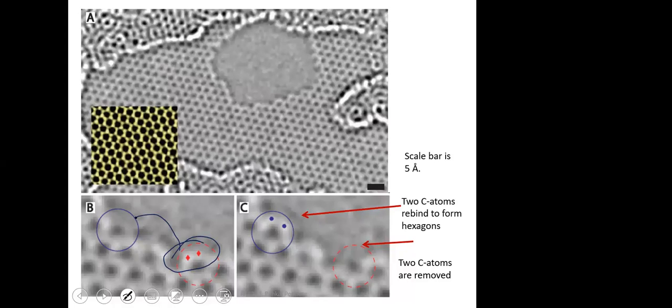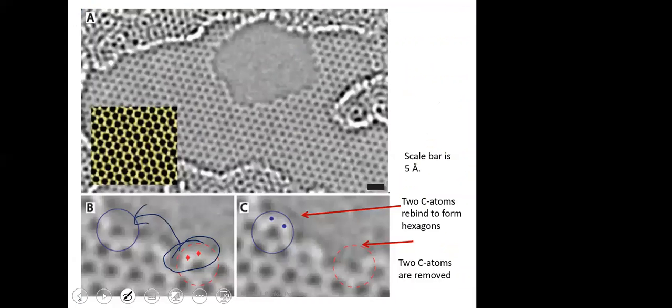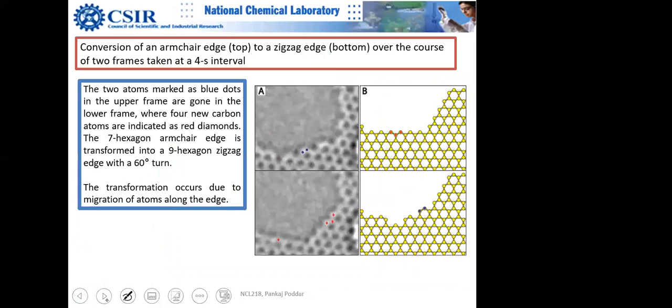Actually, you can see here that these atoms have migrated to that place. Because of the energy of the electrons, these sp2 bonded atoms, you are breaking those covalent bonds. The energy is so high, and you are making new bonds here. So it's a very powerful technique.